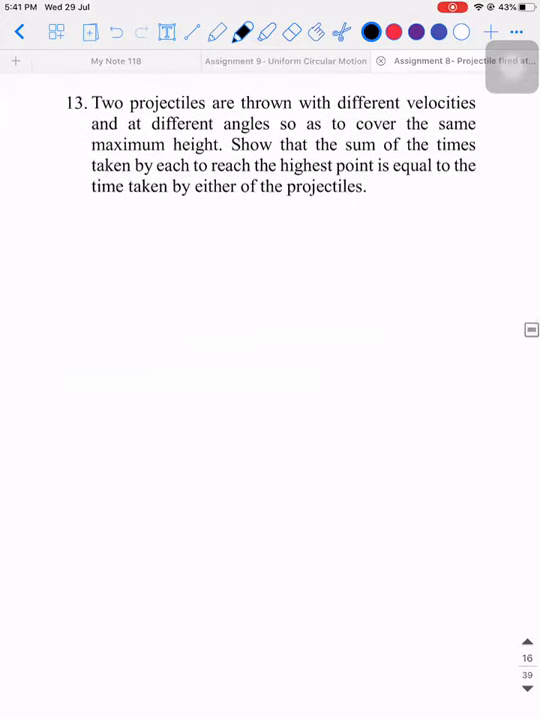So two projectiles are thrown with different velocities at different angles so that they cover the same maximum height. Show that the sum of the times taken by each to reach the maximum height is equal to the time taken by either of the projectiles. What they are trying to say is, there are two projectiles projected with different velocities and different angles also.